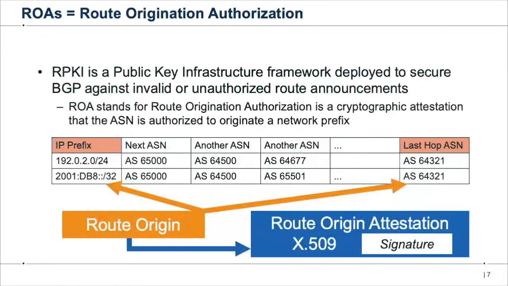Quickly, on the ROAs, because I want to get on to the rest of the talk. A ROA is a route origin, which is the IP prefix and the last hop ASN that I get information about. And the attestation signs that the combination of prefix and origin ASN are approved by whoever it is the IP prefix is allocated to.